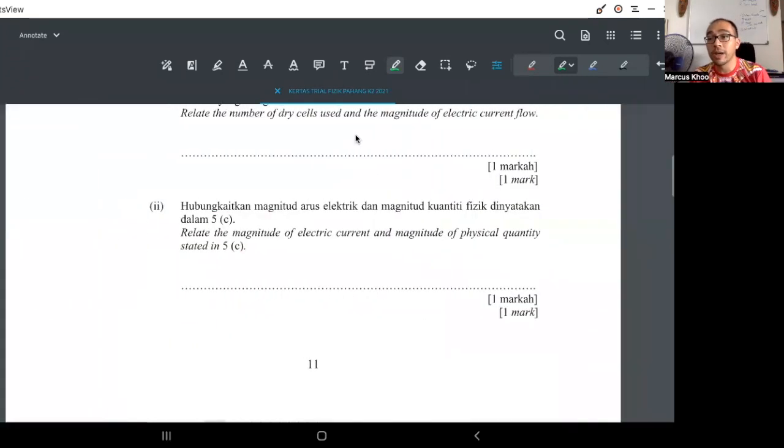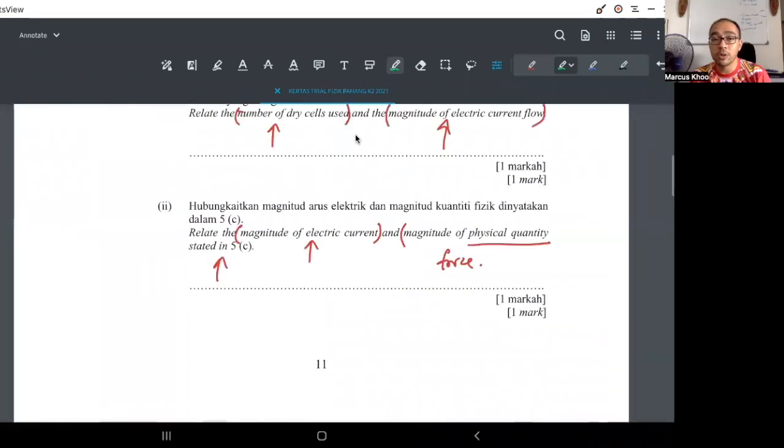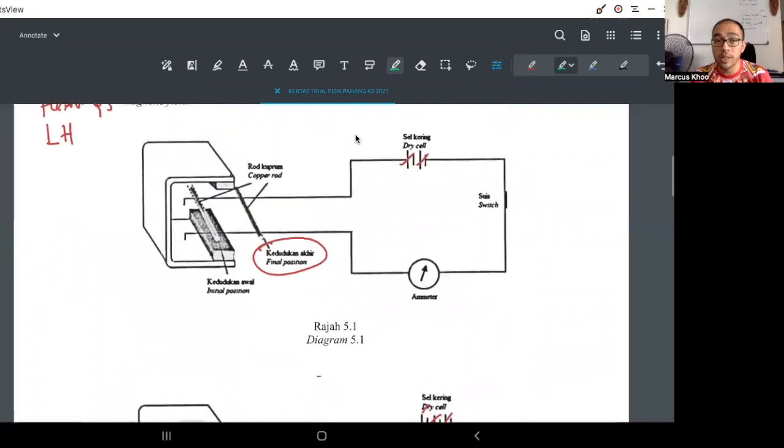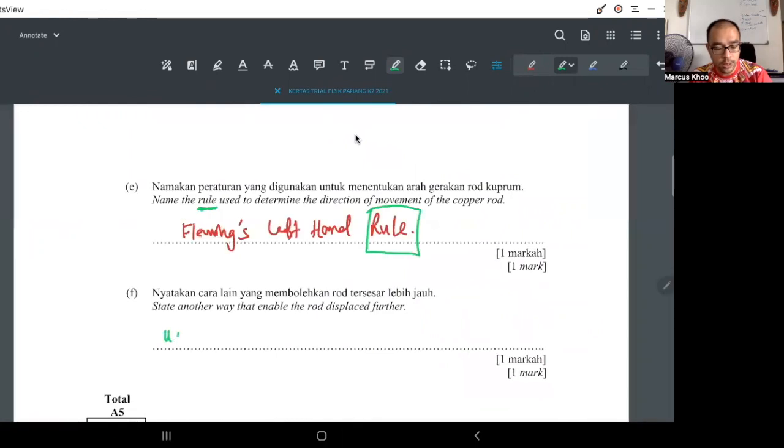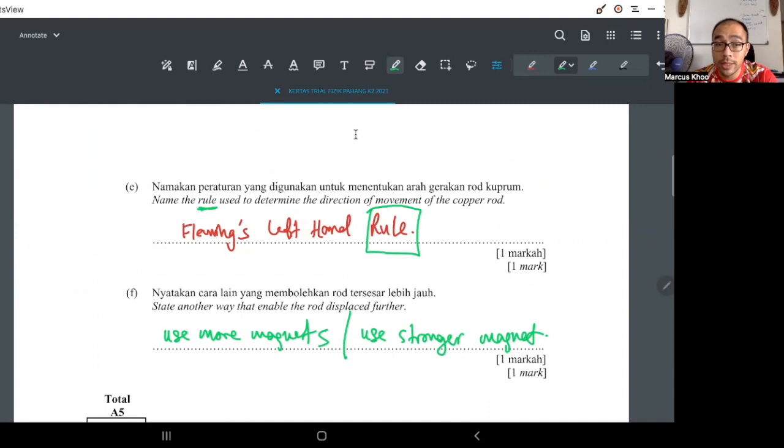Everything so far is talking about current, but we need to talk also about what else we can do to produce a bigger movement. Of course, the most normal one is to use more magnets, because the more magnets you have, the stronger the force will be. Either you use more magnets or you use a stronger magnet. These are the most common answers. Talk about the magnet, because when you have more magnets, there's a greater magnetic field. You can push it even further, and the interaction will be even higher.